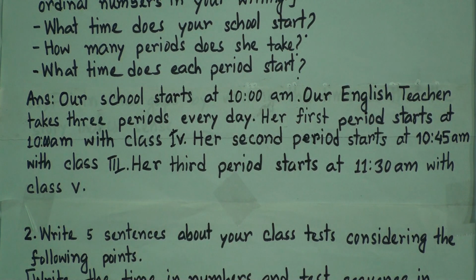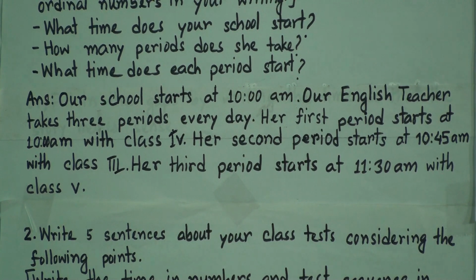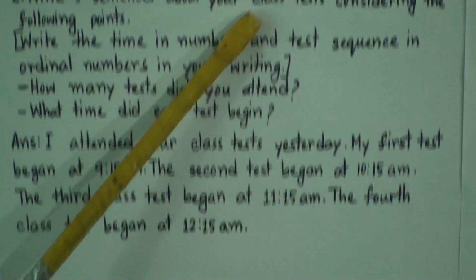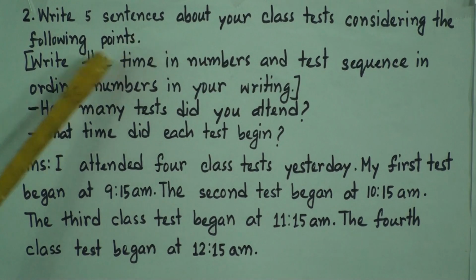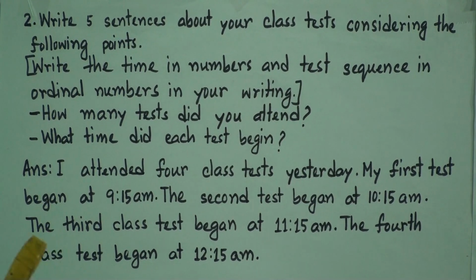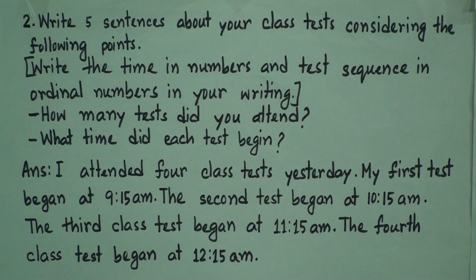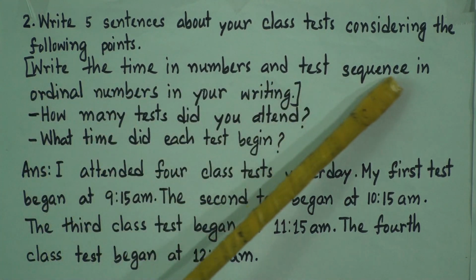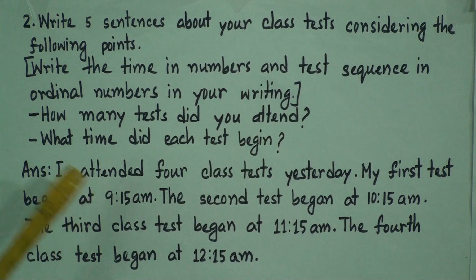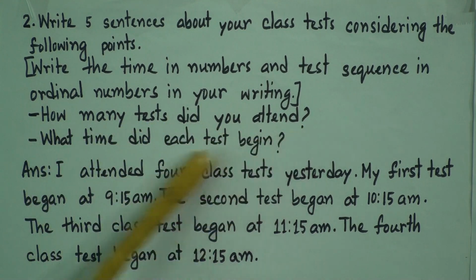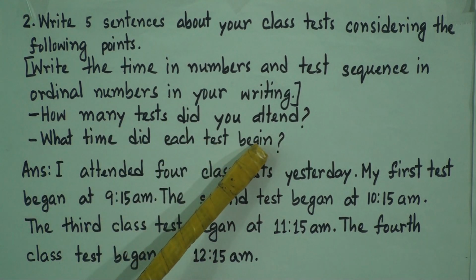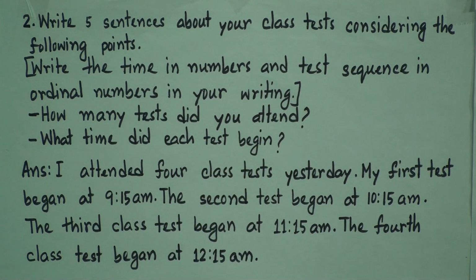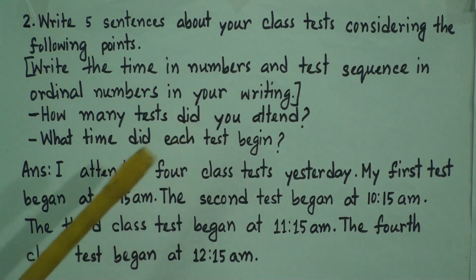Now we will go to another question, that means another example. Write 5 sentences about your class test considering the following points, and you will get those questions from your book, model question 2 and 3, question number 11. Now look, write the time in numbers and test sequence in ordinal numbers in your writing. How many tests did you attend? What time did each test begin? So in your 5 sentences you have to write about those things. That means you have to focus on those points.